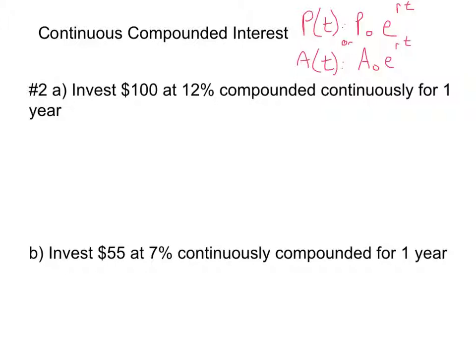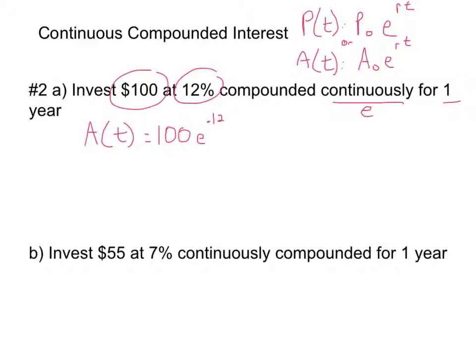All right, so here we go. Invest $100 at 12% interest, compounded continuously for 1 year. So, okay, I want to know how much I'll have. So I'll put A of T. I started with $100 times e. Since it's compounded continuously, I got to use e. The rate is 0.12 times T. Well, how many years? Oh, just 1 year. So this is really 100 times e to the 0.12 power.